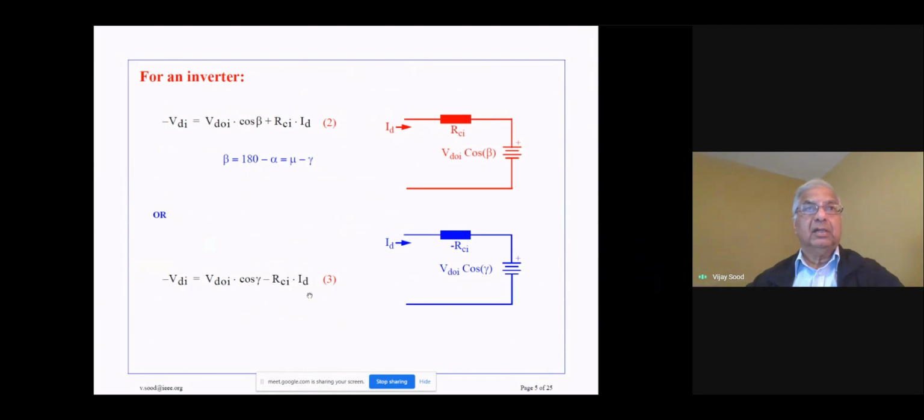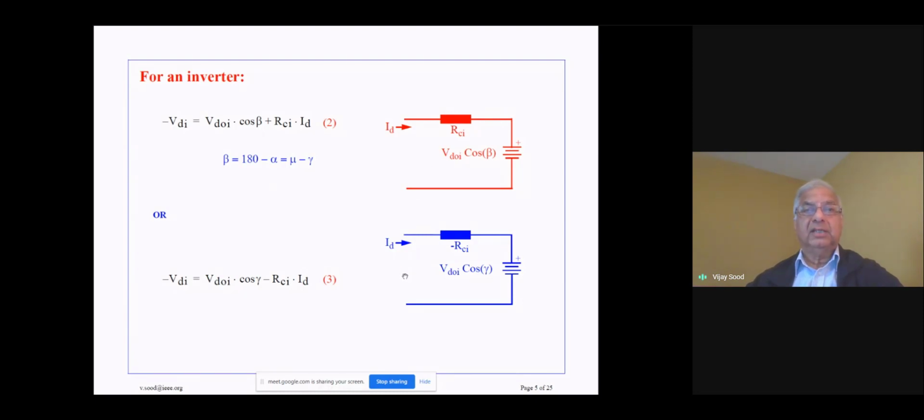There are some more details about the inverter end. So beta is defined as 180 degrees minus alpha, which is equal to mu plus gamma. Mu is the commutation angle, which is described by the voltage drop over at the inductance. So either using beta or gamma, we have this equation. With beta, we have equation number 2. So these two circuits can define the behavior of the inverter.